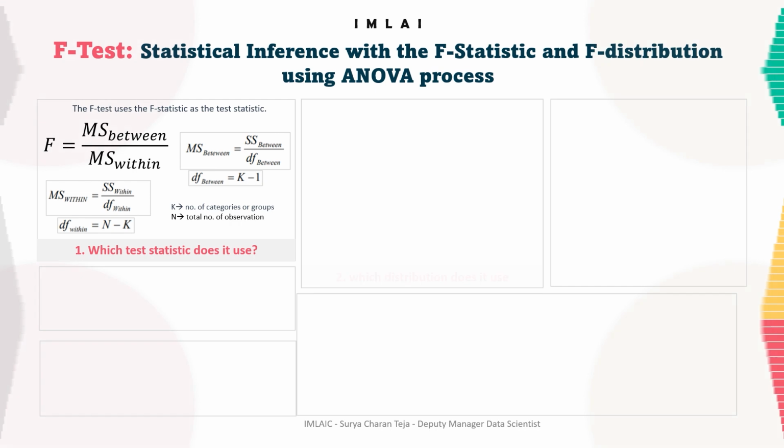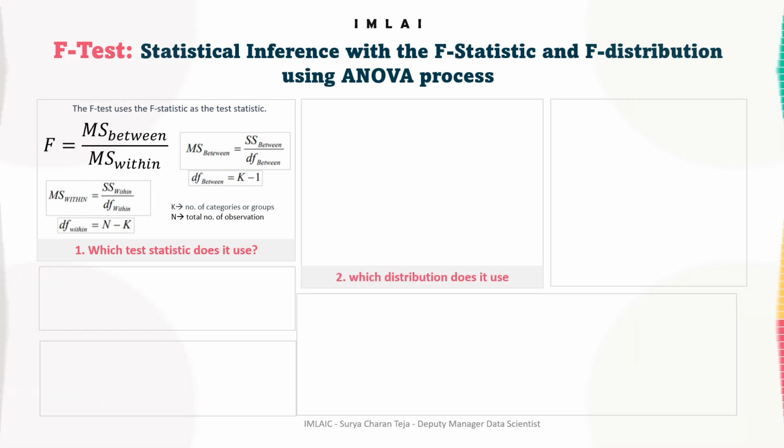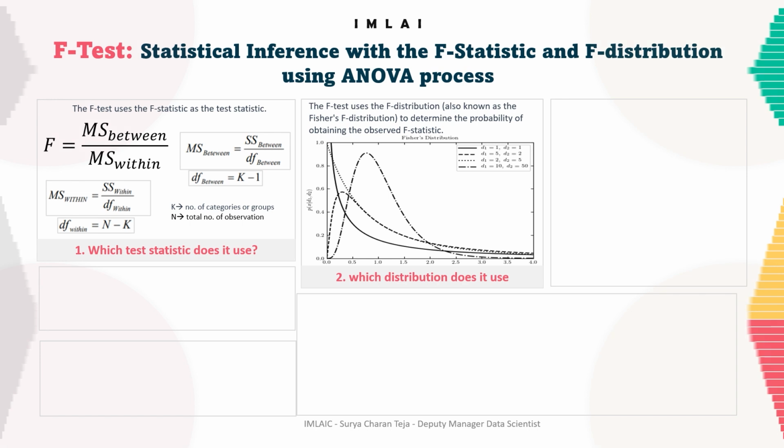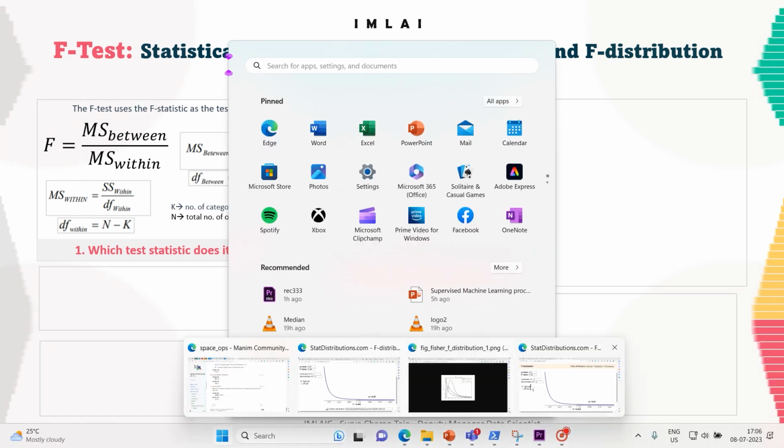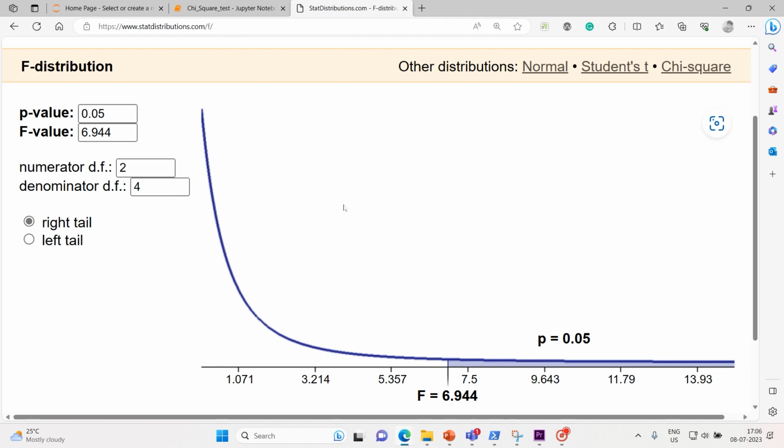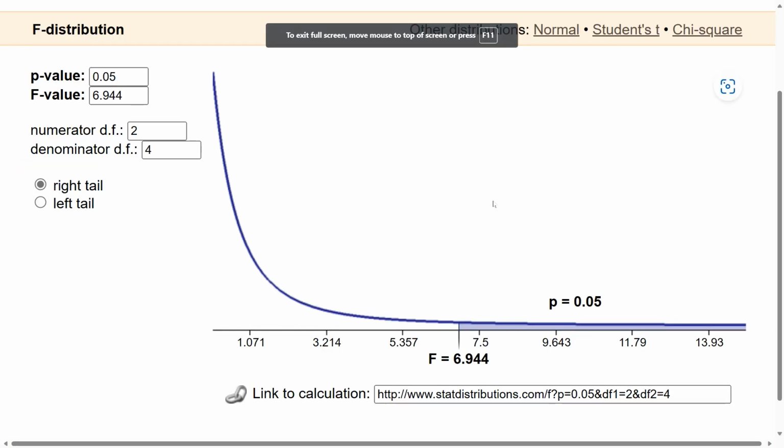Okay, what's my next question? Which distribution does it use? The F test uses the F distribution, also known as Fisher's F distribution, to determine the probability of obtaining the observed F statistic. And this is how our F distribution looks. Let me try to simulate this. Yes, you see that? This is my F distribution, with numerator degrees of freedom and denominator degrees of freedom.